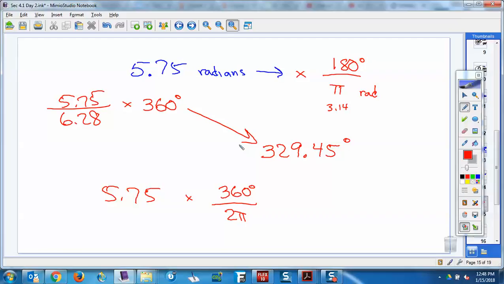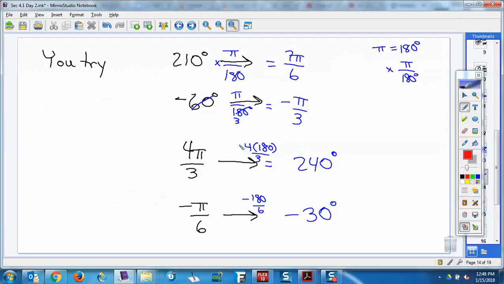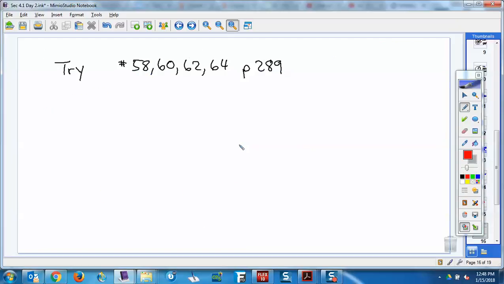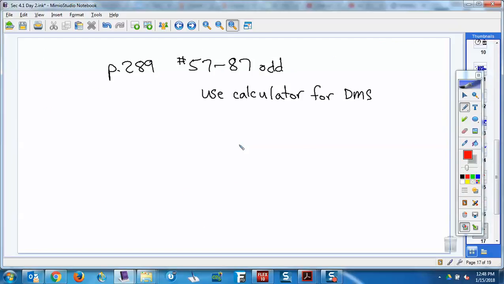Now, I'm not going to give you that often. To be honest, the vast majority of the time, we're going to deal with our radian measures in terms of pi. So they're going to have pi in them the vast majority of the time. So you'll just be able to substitute a 180 in for pi. Okay, we'll skip that. We got it. Okay, so you can do this right here. Okay, 57 through 87 odd.